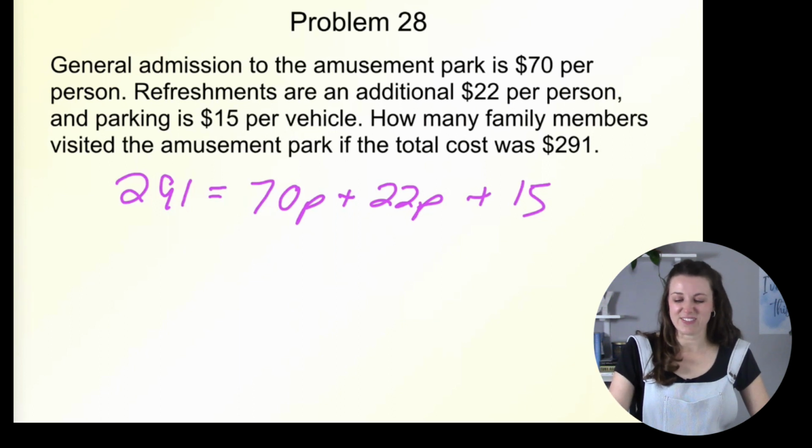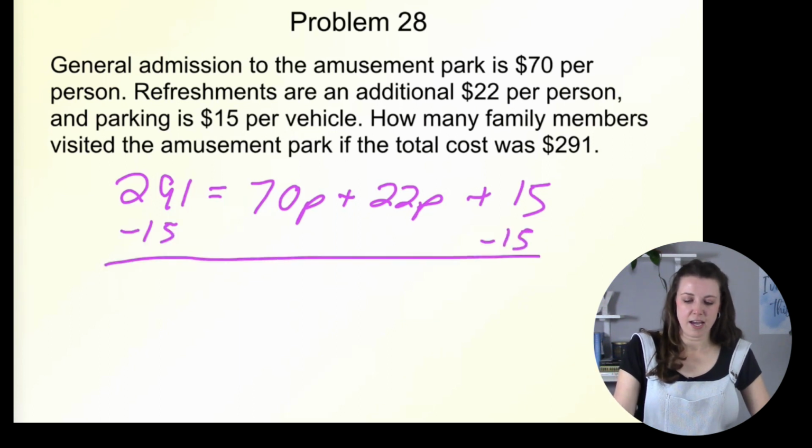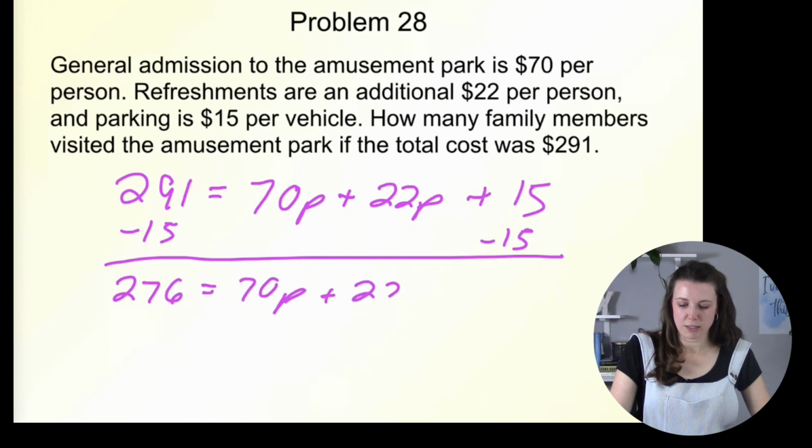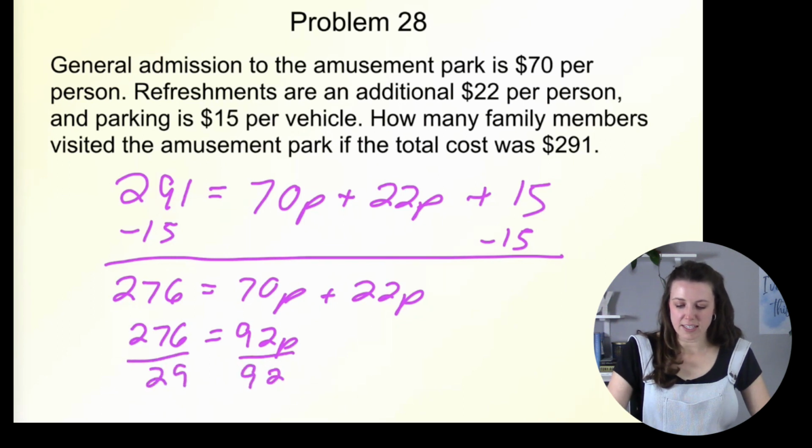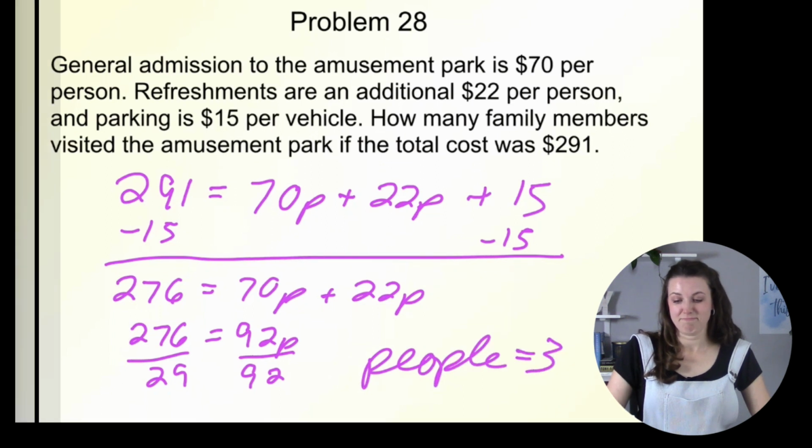So let's subtract 15 from both sides, and we get 276 equals 70p plus 22p. Add those two numbers together and we get 92p equals 276. Divide by 92. And we get the number of people is 3.